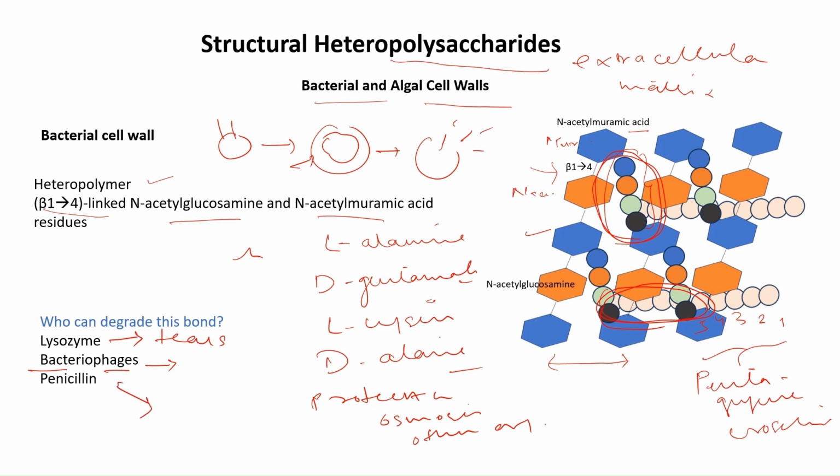Next is penicillin. It actually doesn't break it. Its function is that it does not allow the synthesis of cross-linking, and that's how it prevents bacterial growth. So penicillin is the antibiotic which kills bacteria. How? Because it prevents the synthesis of this cross-linking.